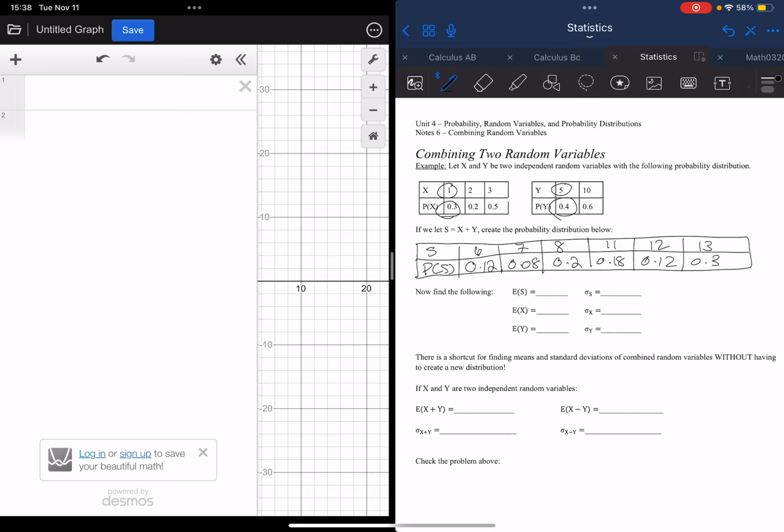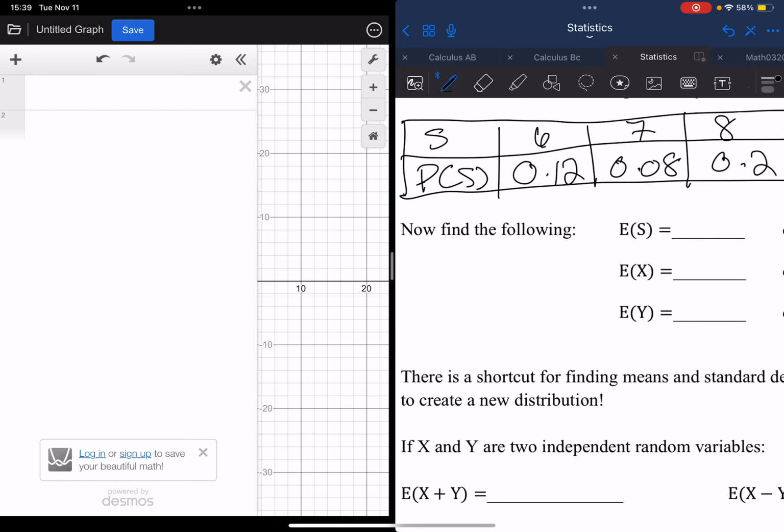So now it wants us to find the following: all of the expected values and then all the standard deviations. So in order to do that, what we're going to do first is look at how to do this on Desmos, okay? So for expected value, you're going to create two lists. So we're going to have L1 equal to, and then L2 equal to. And then what we're putting in those brackets are going to be our random variable and then the probability of that random variable. Okay, and we can find those values from the table above.